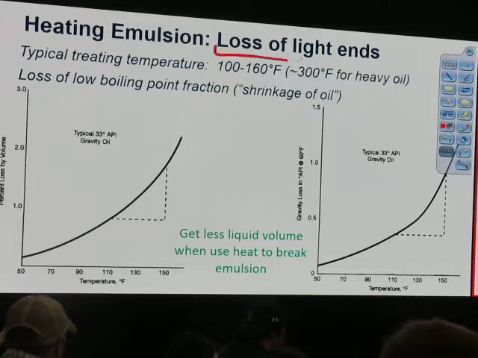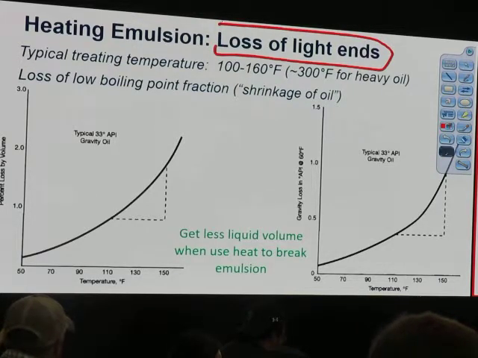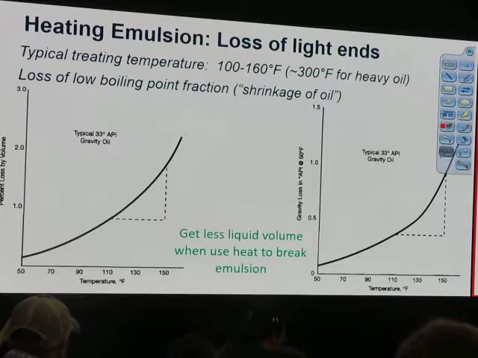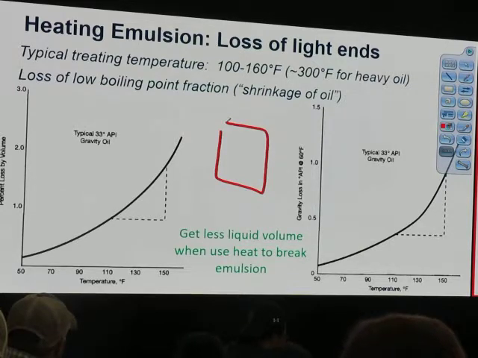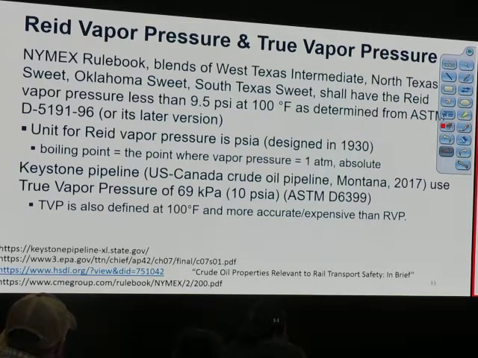Okay, loss of light end. Sometimes there's a concern. Okay, what is the temperature that we want to heat it? We want to heat it just enough for the separation to happen, and just enough to meet the requirement for transportation. The requirement for transportation is about Reid vapor pressure. Reid vapor pressure is the pressure of the gas phase when we heat it up to 100 Fahrenheit. Okay, we need to make sure that Reid vapor pressure is lower than the requirement.